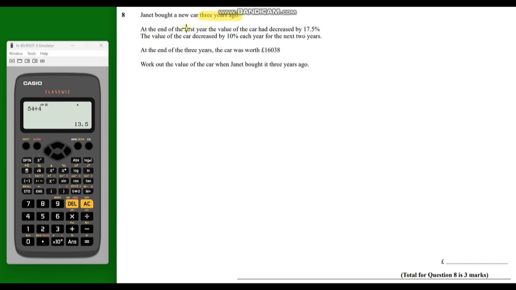At the end of the first year, the value of the car had decreased by 17.5%. The value of the car decreased by 10% each year for the next 2 years. At the end of the 3 years, the car was worth £16,038. Work out the value of the car when Janet bought it 3 years ago.